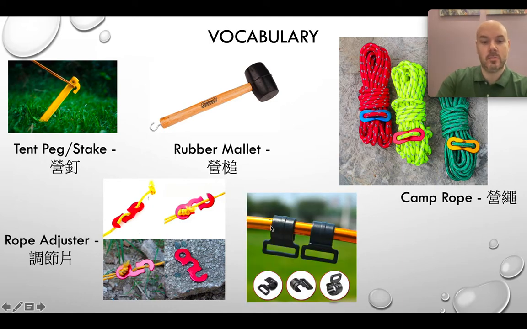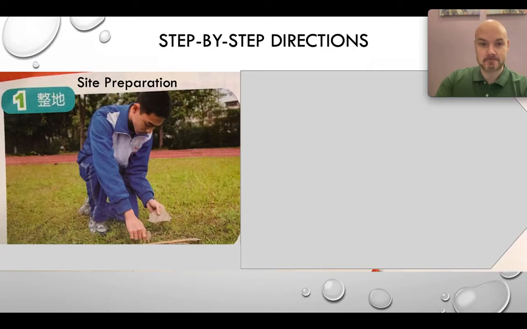On the tent, you might have these tent hooks, or as we call them, C hooks, because they look like the letter C. All right, so these are the vocabulary words that you're going to hear me use throughout the presentation. So let's begin.